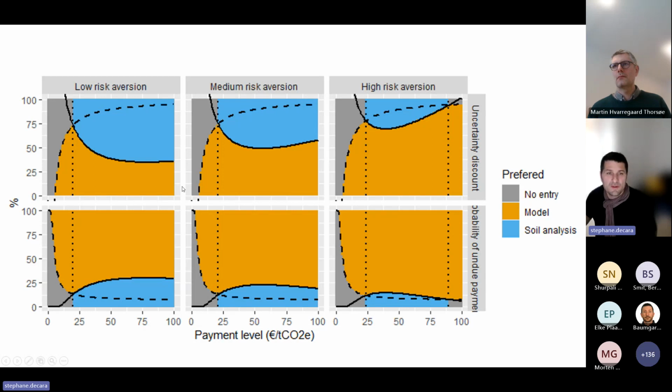And depending on this combination of the uncertainty discount factor and payment, you may have, of course, for low payments, no adoption, so farmers prefer to stay out. But then, depending on the payment and the uncertainty discount factor, you may have either the incentive to go for result-based, I'm colorblind, but I think it's blue there, or model-based, which is the activity-based, the way we simulated activity-based schemes.